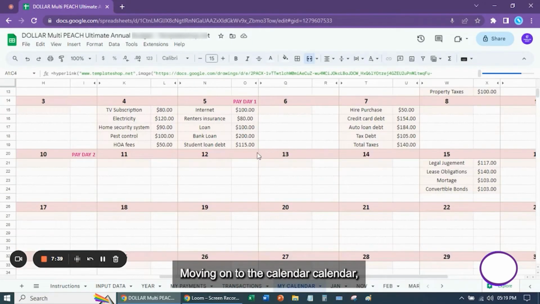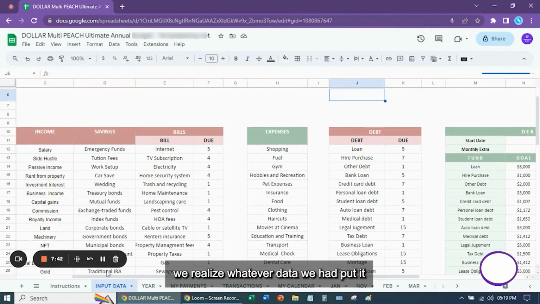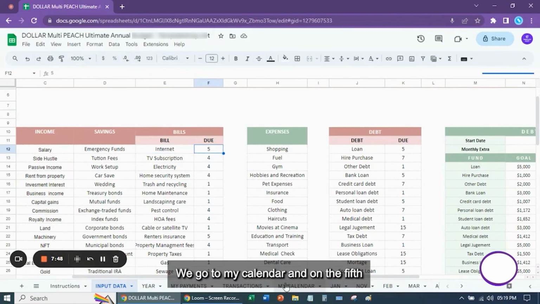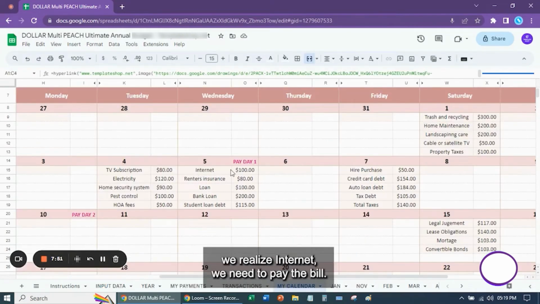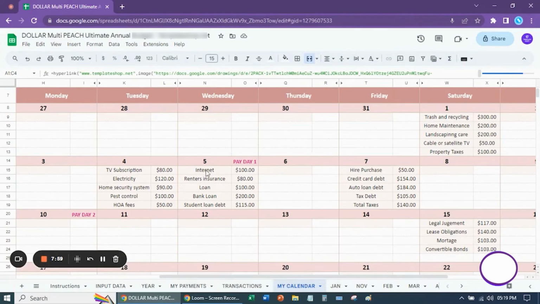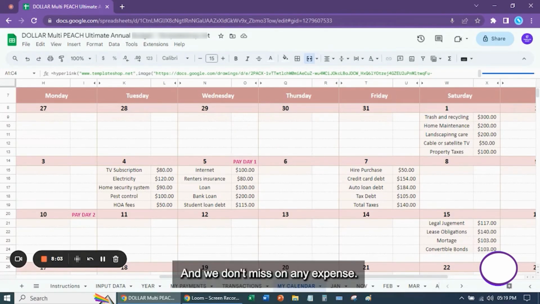Moving on to the calendar, we realize whatever data we had inputted. So say for example, the internet was due on 5th. We go to my calendar and on the 5th we realize internet, we need to pay the bill. Okay. It gives a very high level overview as well as a visual indication about the kind of expenses that we are likely to incur and we don't miss on any expense.